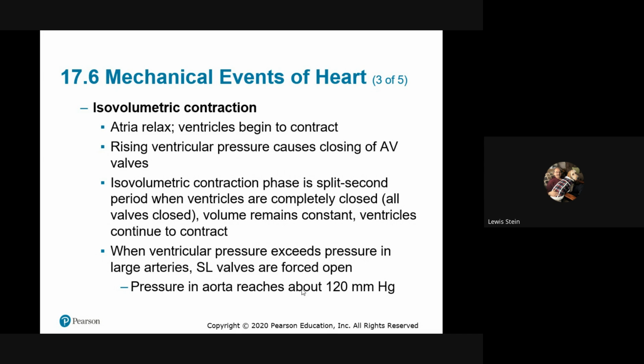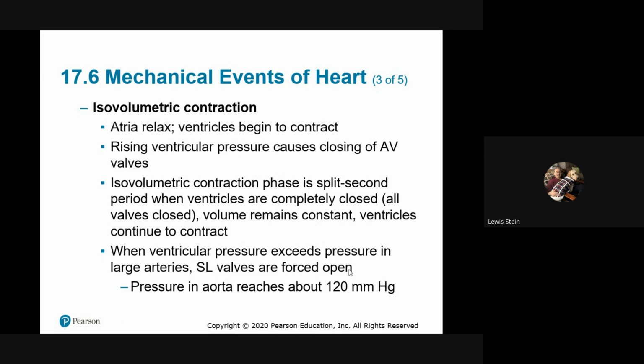So now you have, effectively, a fixed volume, and now we're just going to ramp up the pressure. The whole idea of ramping up that pressure by this isovolumetric phase, not going to get any more fluid in there, is a split-second period where both sets of valves are closed, the volume remains constant, the ventricles continue to contract, and when the ventricular pressure exceeds the pressure in the large arteries, the valves are forced open. That's, boom, that's the systolic pressure.